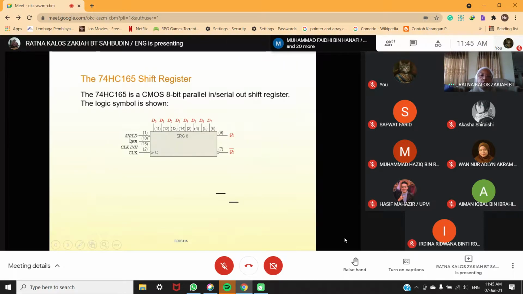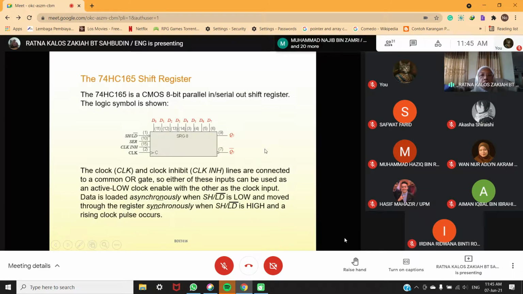Okay, so you see here you have SH, meaning shift. Because you don't have a bar on top here, this is active high for shift, and then load here. This is serial in. Here is clock inhibit, and then clock here.